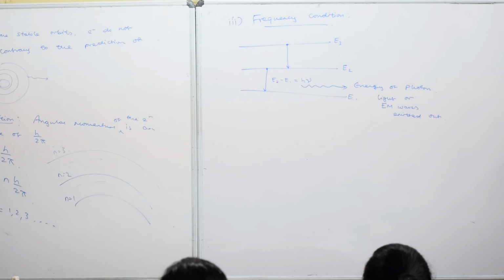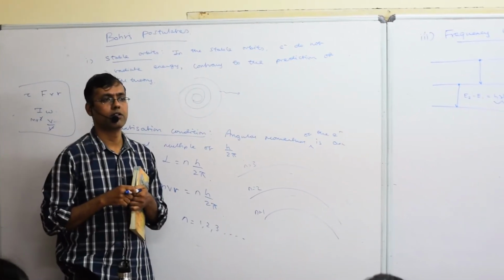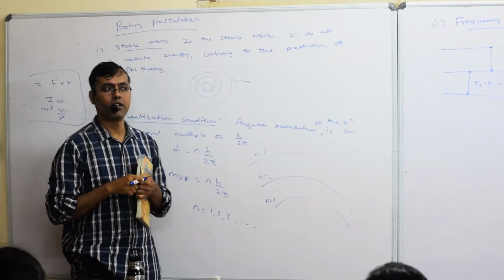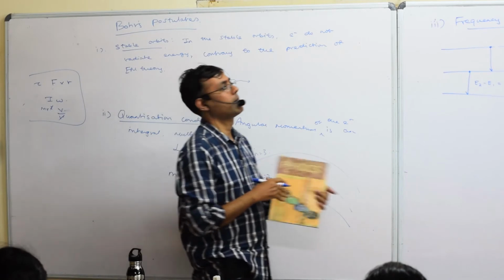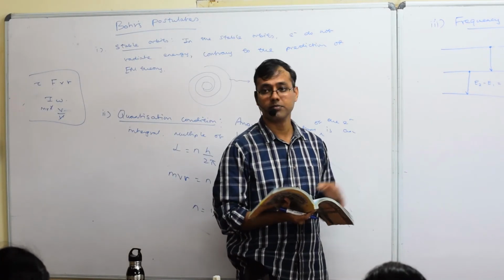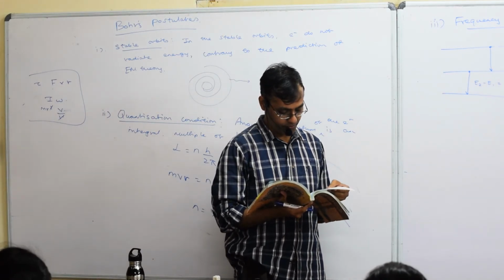Similarly, I think neon is red. Neon lamp, anybody seen it? So different gases will have different colors. So I think neon is red. Following this, this is how all the light which you are seeing is actually produced by this method.